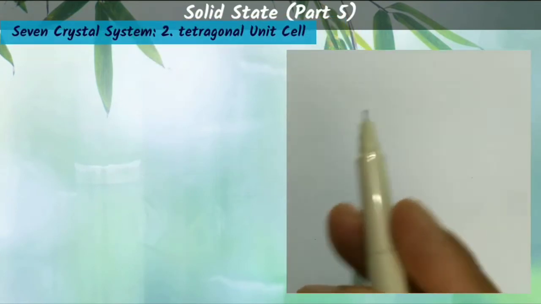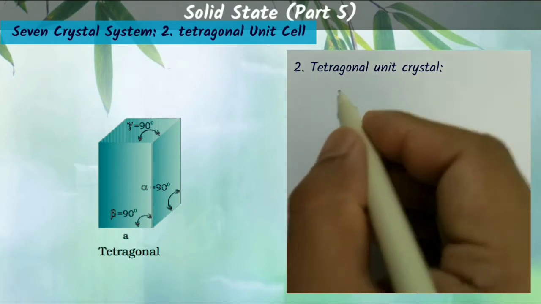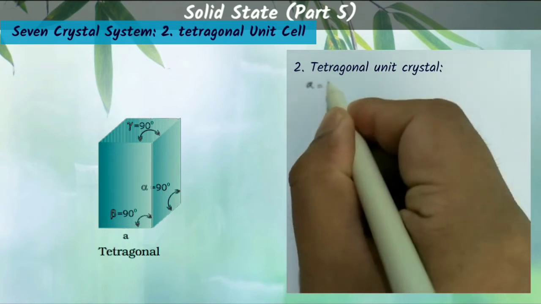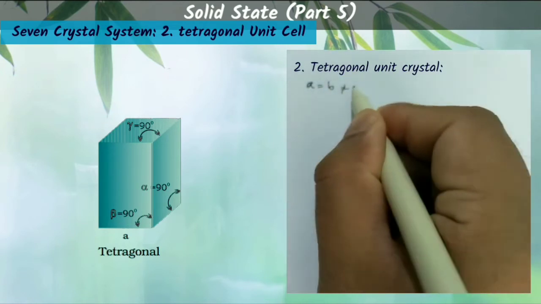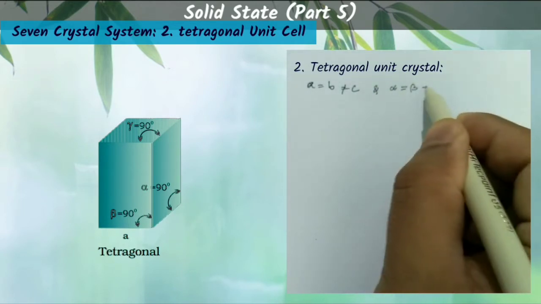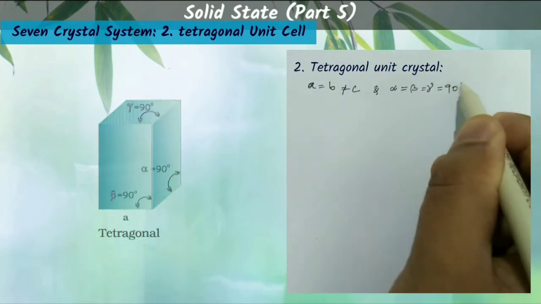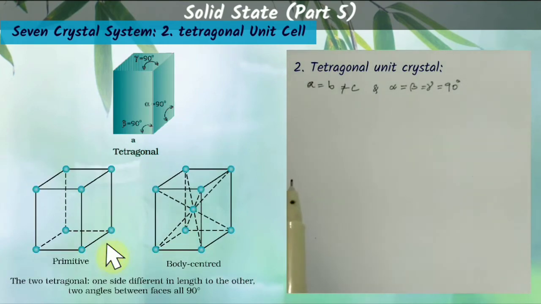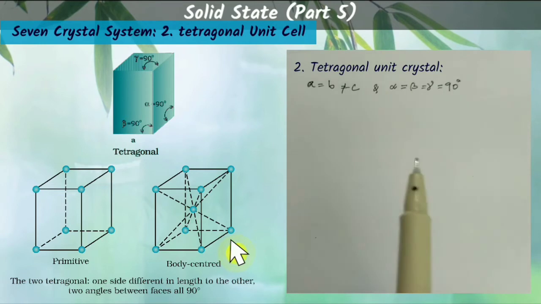The second crystal system is the tetragonal unit cell, in which a = b, but b ≠ c, and alpha = beta = gamma = 90 degrees. The tetragonal unit cell shows two types of Bravais lattices. The first is the primitive tetragonal unit cell, in which only corners are occupied by constituent particles, and the second is the body-centered tetragonal unit cell, in which one additional constituent particle is present in the body center of the unit cell.